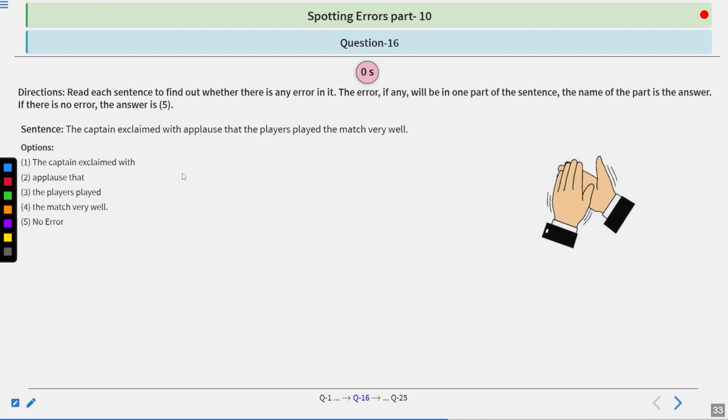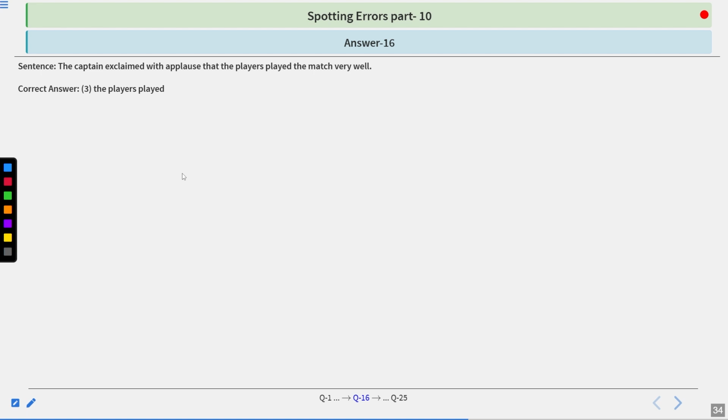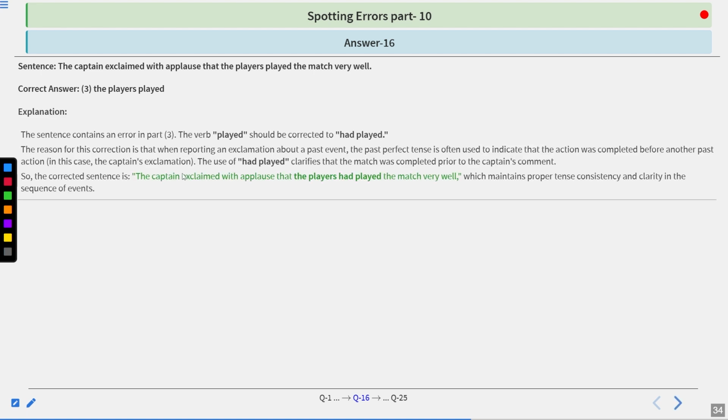I hope you have answered. Let's move to the correct answer. The correct answer is 3. The players played. Let's look at the explanation. The sentence contains an error in part 3. The verb played should be corrected to had played.